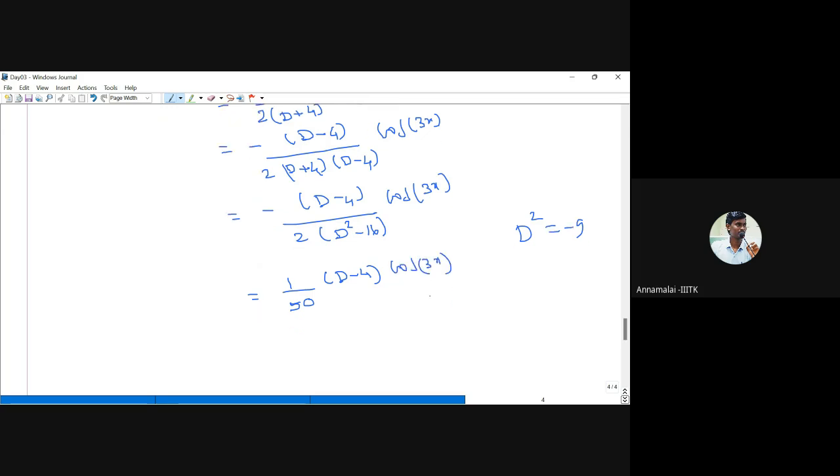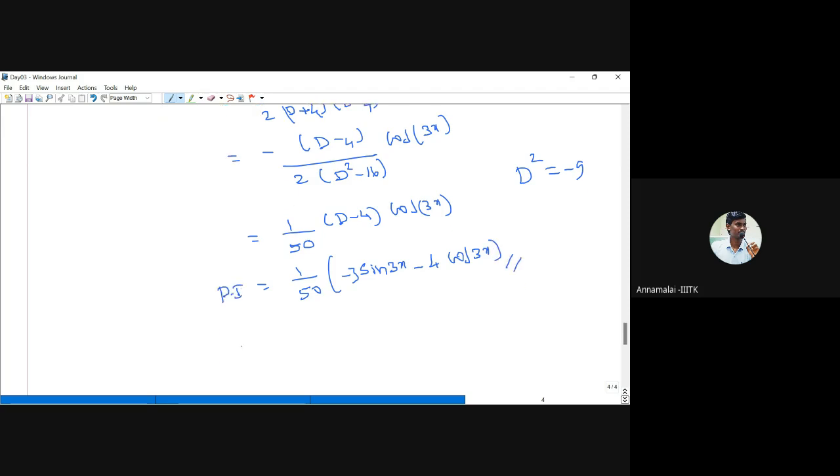Now d is nothing but the derivative operator. Therefore 1 by 50 times, we differentiate cos 3x, we get minus sin 3x, and differentiating 3x gives 3. And then minus 4 times cos 3x. So this is the particular integral. If you sum these two, you will get the result. Otherwise, if you want, you can take minus outside from both terms, and you get minus 1 by 50 times this. Anyway, the solution is the complementary function plus the particular integral. Okay.